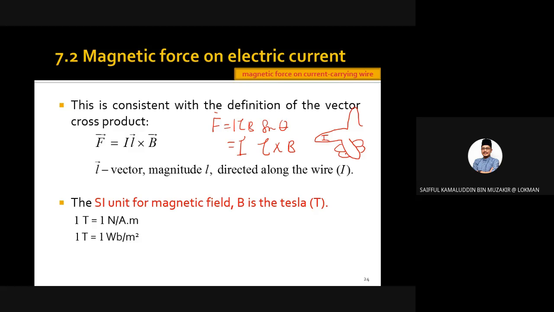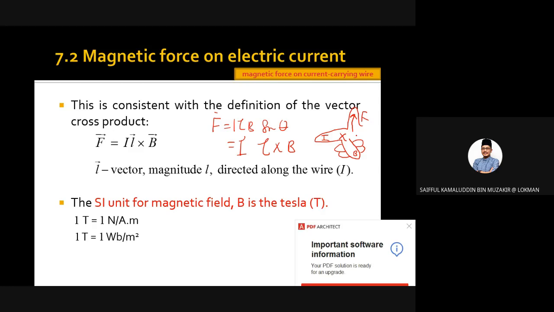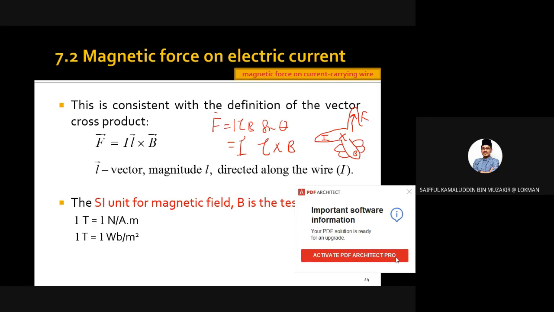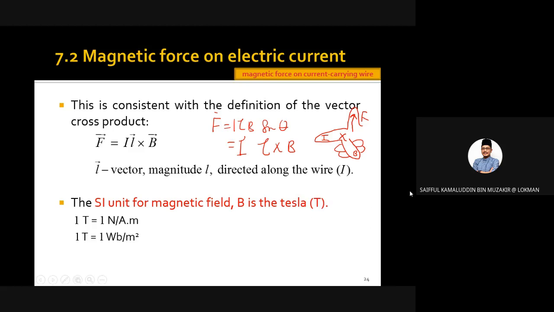This is I, this is B. This is I cross B. I cross B, dia akan berikan jawapan F. So F is the product of I cross B. How do we use the I cross B?